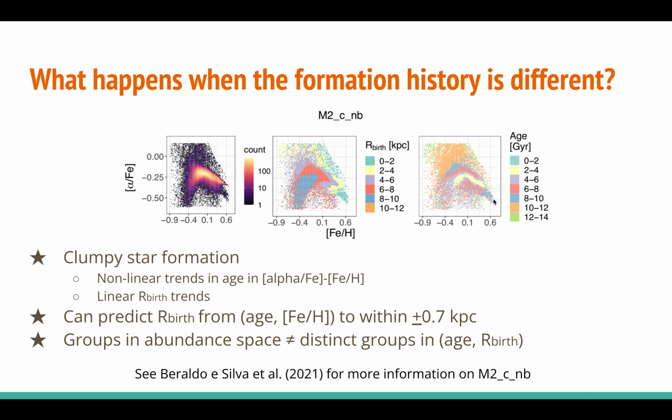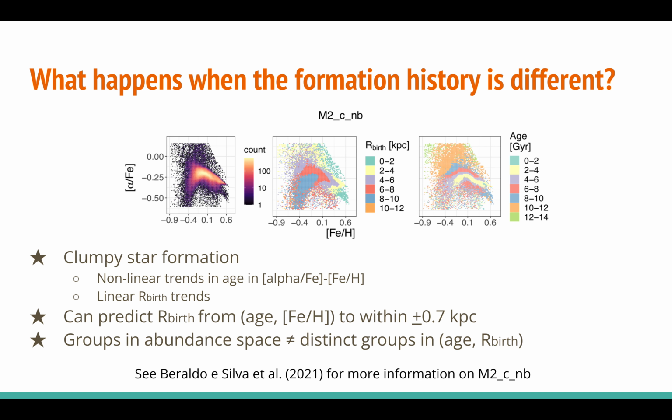We find that under clumpy star formation, for this simulation, we were able to predict R-birth from age and metallicity to within 0.7 kiloparsecs. So we are able to predict R-birth more precisely for this simulation. However, we find that groups in abundance space no longer correspond to distinct groups in age and birth radius.